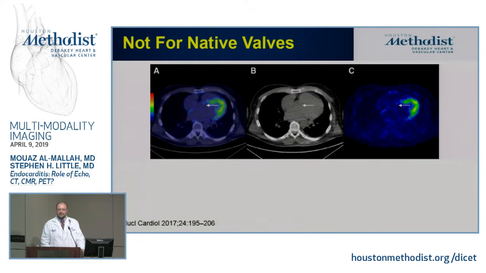And the guidelines, it's not very clear. Maybe it has something to do with the surgical prosthetic valve material, or the size of the vegetation, or the type of inflammatory reaction you develop between prosthetic versus non-prosthetic. But even in the European guidelines, FDG PET is a tool that can be used primarily for prosthetic valve endocarditis.